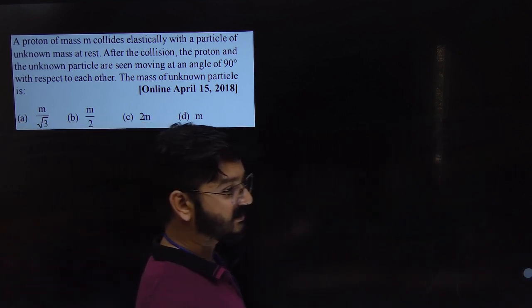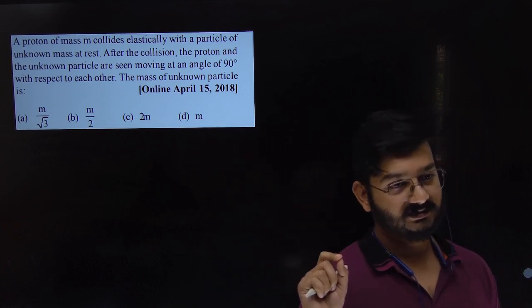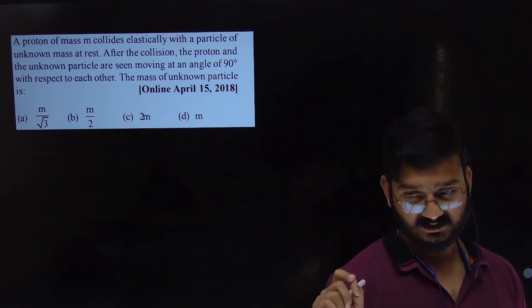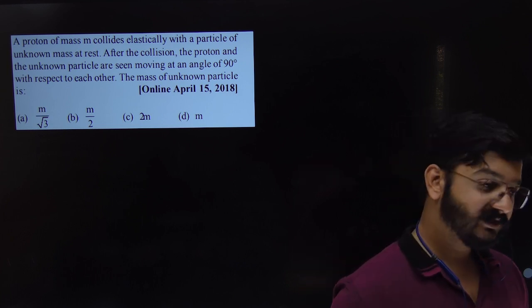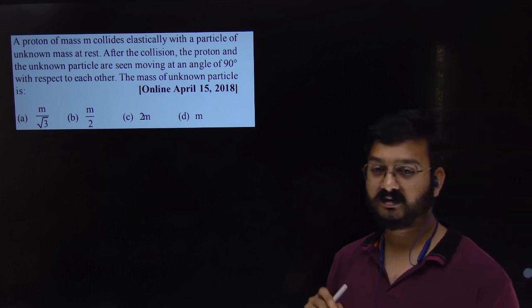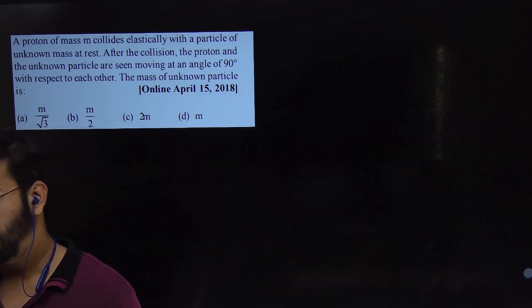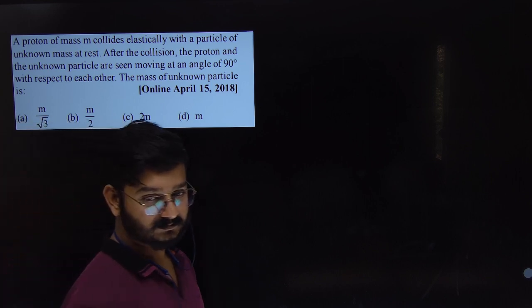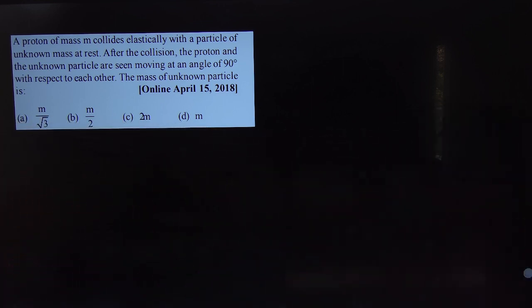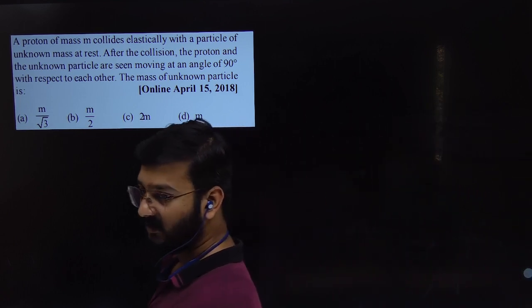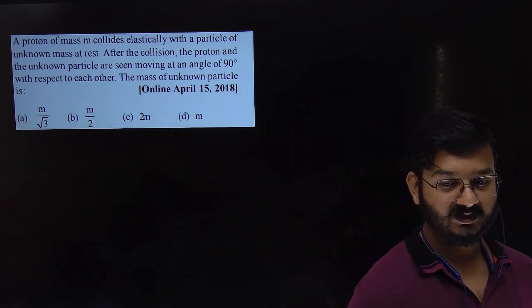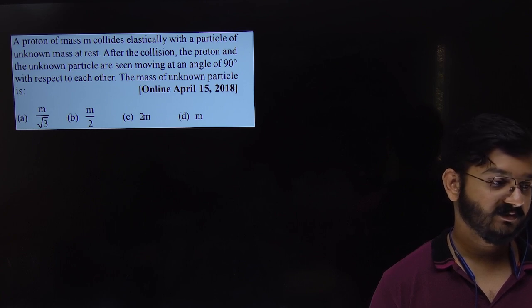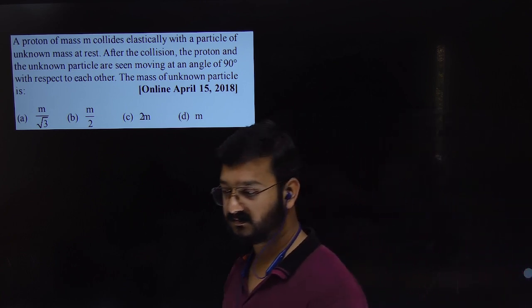The statement is: when two objects of equal mass collide elastically, where one of the objects is at rest, after the collision, the angle between them will be 90 degrees. Two objects of equal mass colliding elastically with one of the objects at rest, after the collision, the angle between them will be 90 degrees.